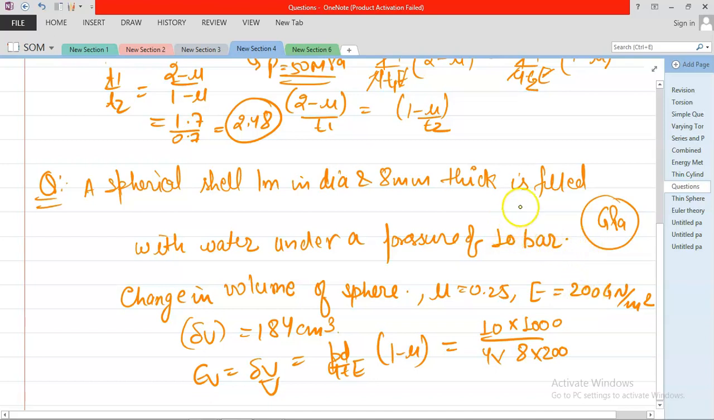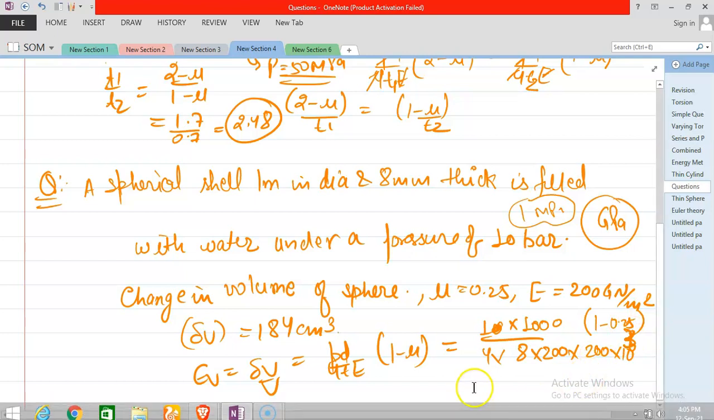So 10 bar is 1 megapascal. You can write it as 10 to the power 6. So it is 1 megapascal, and we are going to convert E also into megapascal, 10 to the power 3. So these are the values, and then 1 minus 0.25. This is your volumetric strain.